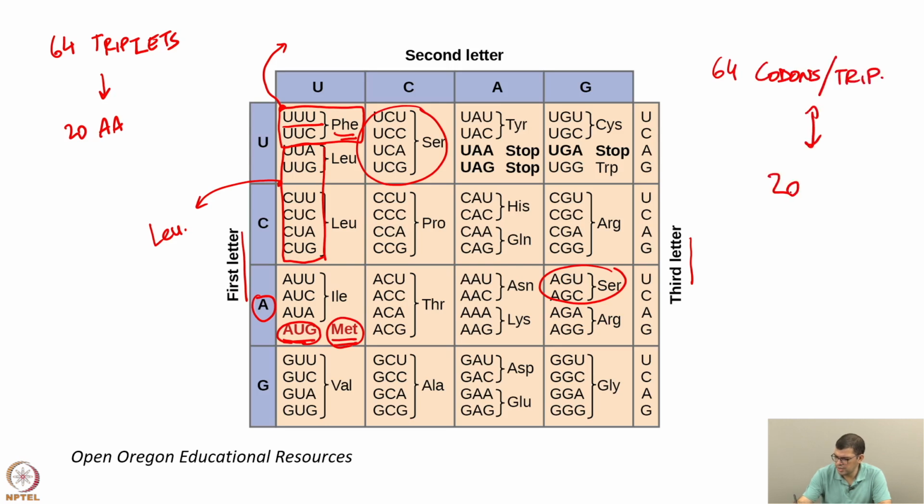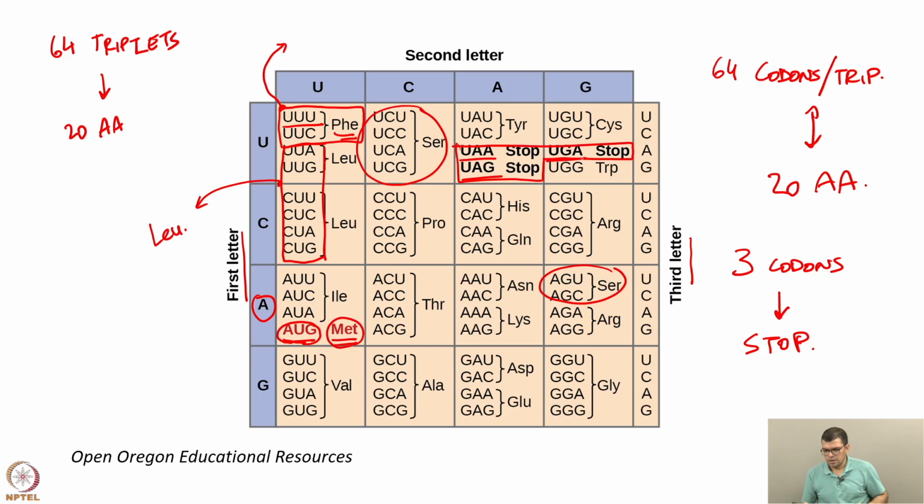corresponding to 20 amino acids, except for the fact that 3 codons are responsible for not corresponding to any amino acid, but as a signal for the ribosome to stop the process of protein synthesis, and these are UAA, UAG and UGA. So, this is the correspondence, and this is called the standard genetic code.